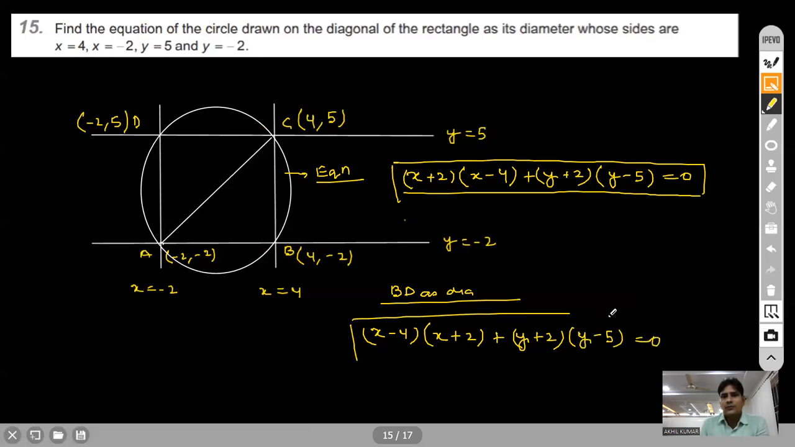So if you observe, both these equations will be the same. x minus 4 into x plus 2, plus y plus 2 into y minus 5. So you can simplify this and get the answer. I am leaving it here only. Anyway, whether you consider AC as diameter or BD as diameter, you are going to have the same answer.